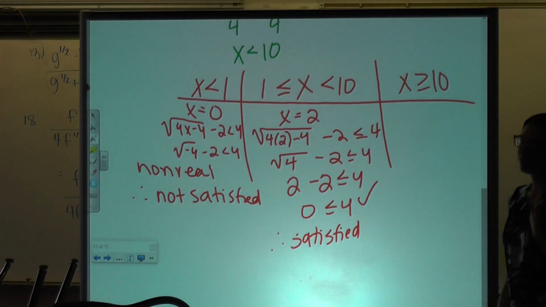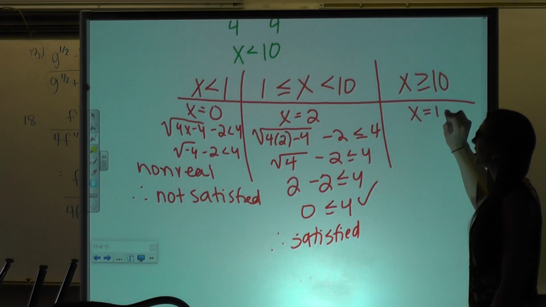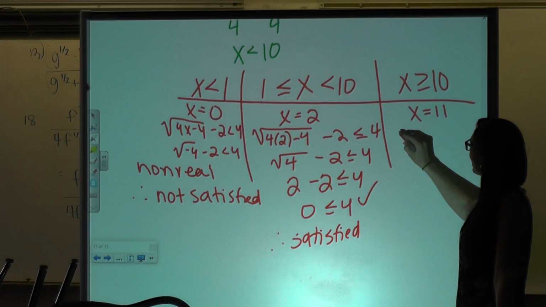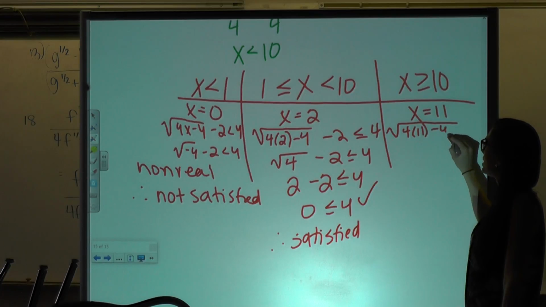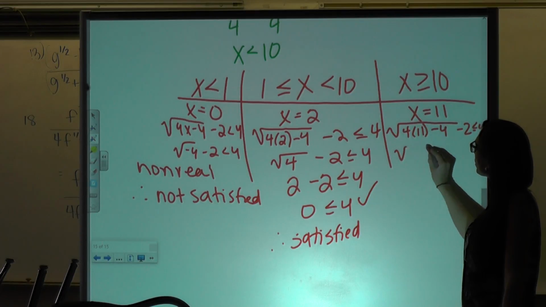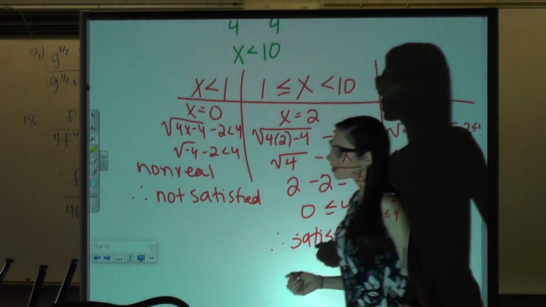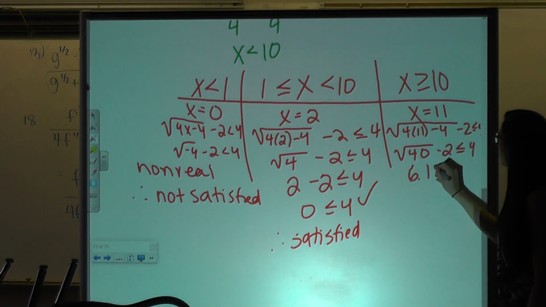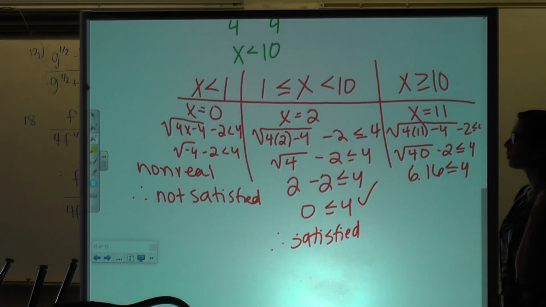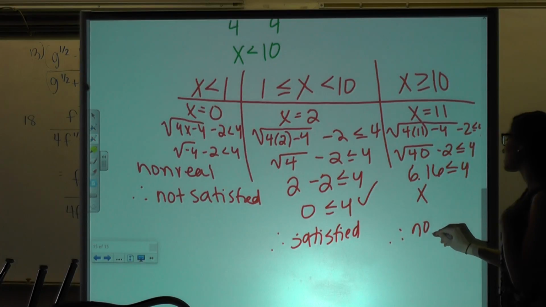Pick a number greater than 10. 11. So plug it in: 4 times 11, minus 4, minus 2 is less than or equal to 4. You have the square root of 44 minus 4, which is the square root of 40, minus 2 is less than or equal to 4. That's 6.16. Is 6.16 less than or equal to 4? No, not satisfied.